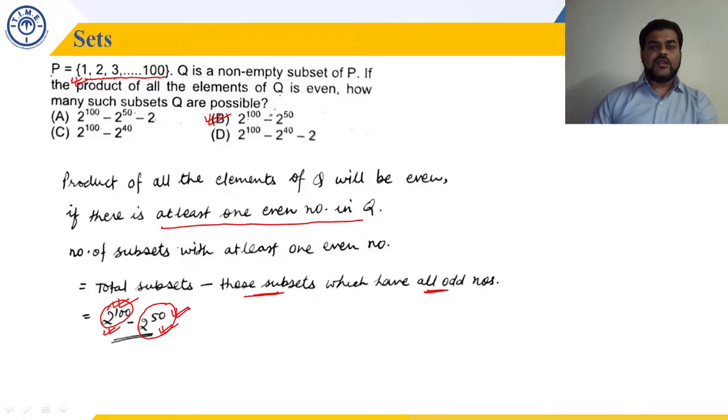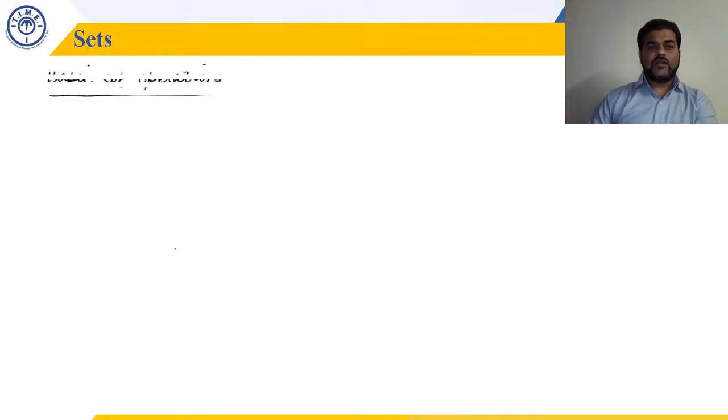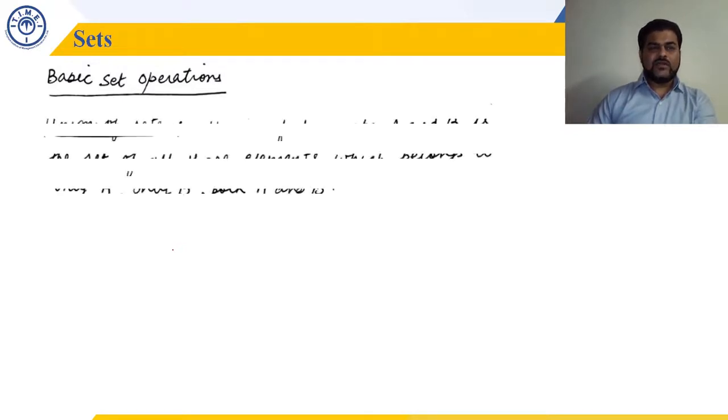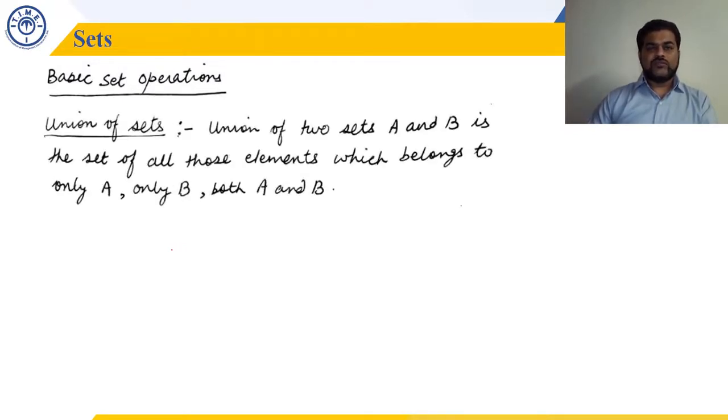Fine. Let us move ahead to the next concept of basic set operations. Okay. So we'll look at some basic operations on sets. One of them is union of sets. When we say union of two sets A and B, let us say we have two sets A and B. So union of set A and set B is the set of all those elements which belong to only A, only B, or both A and B. So we have to take all the elements of set A also and set B also.